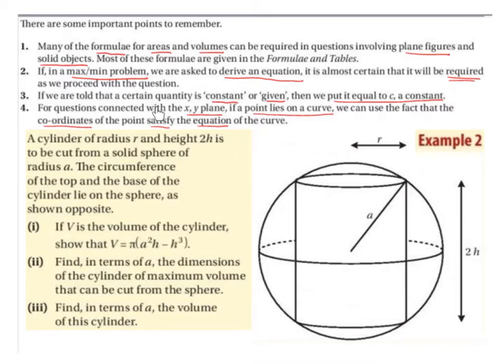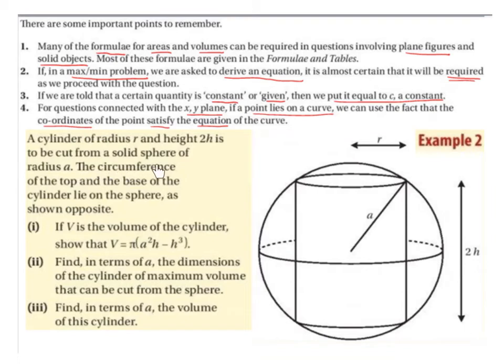For questions connected with the xy plane, if a point lies on a curve, we can use the fact that the coordinates of the point satisfy the equation of the curve. So here we have another example. A cylinder of radius r and height 2h is to be cut from a solid sphere of radius a. So here we have our cylinder that has a height of 2h and a radius of r, and it's to be cut from a solid sphere that has a radius of a.